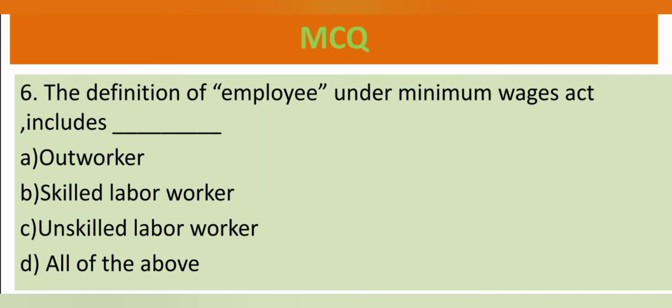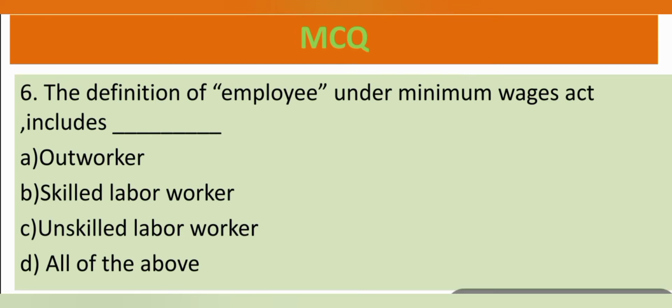Now come to question number 6. The definition of employee under Minimum Wages Act includes. Yes, the definition of employee under Minimum Wages Act includes the out workers, skilled labor workers, and unskilled labor workers. So the correct option for question number 6 is D, all of the above.